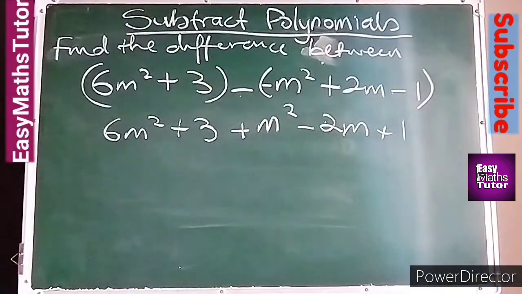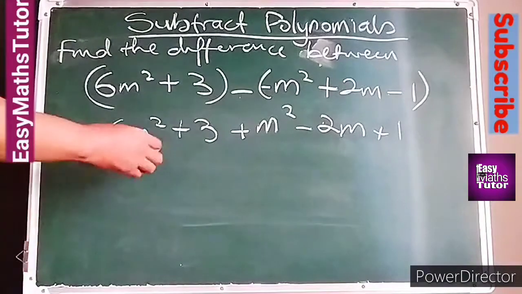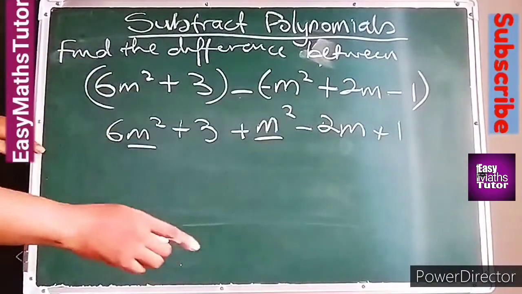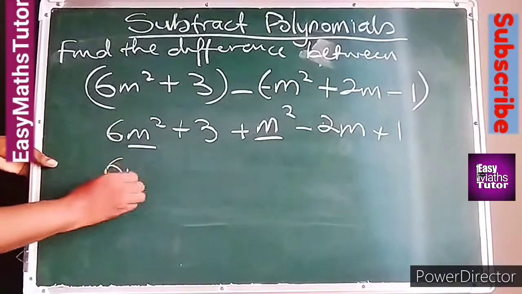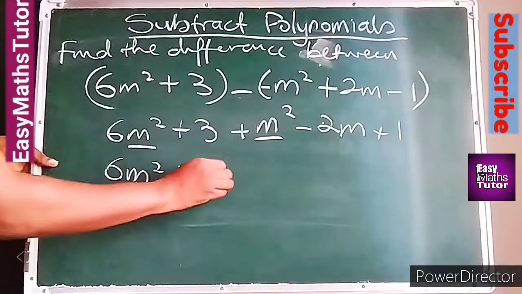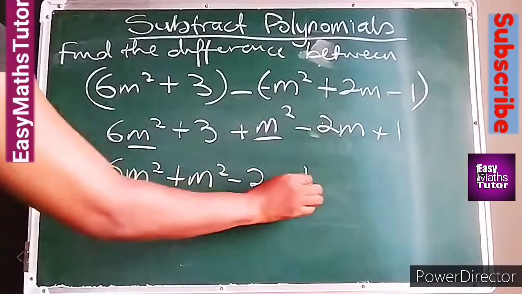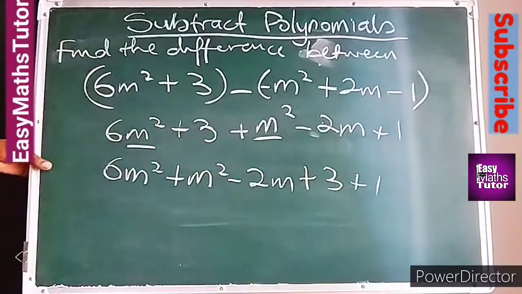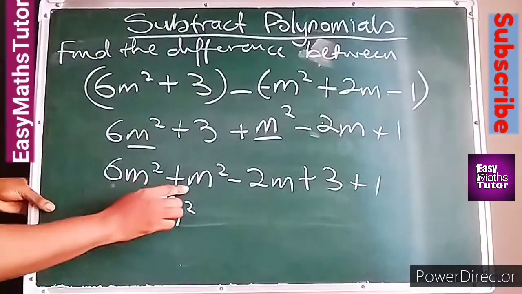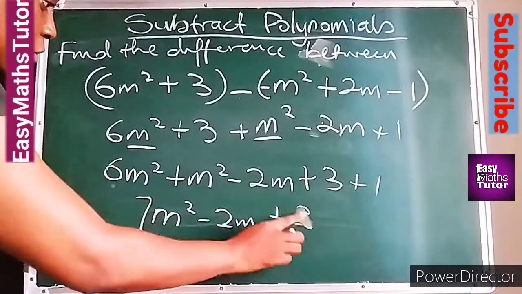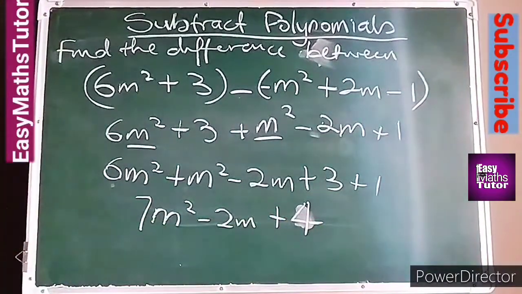So we're going to rearrange it according to their like terms. We're going to rearrange the terms together. See, these two terms will be placed together, right? Then the others will also be placed accordingly. So we have 6m squared plus m squared. The next is 2m minus 2m, followed by plus 3, followed by plus 1. All right? So put m squared here. 6 plus 1 will give us 7. We have 2m minus 2m, which is 0, plus 3 plus 1, which is plus 4. So this is our answer when we subtract polynomials.